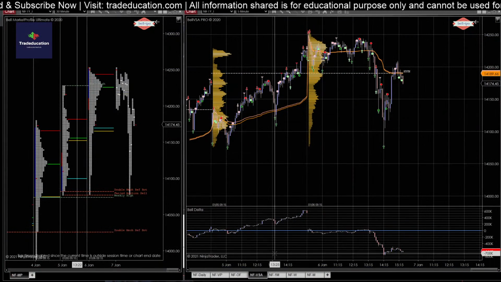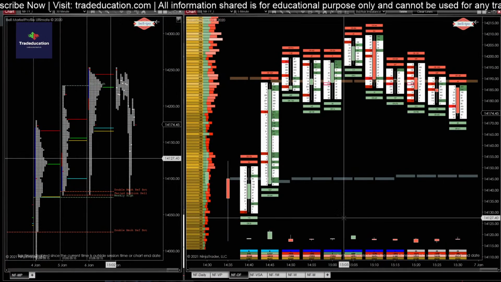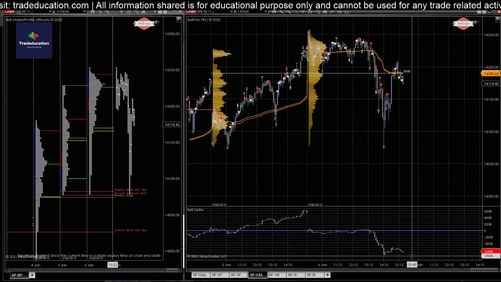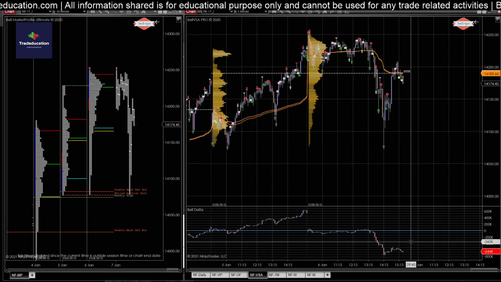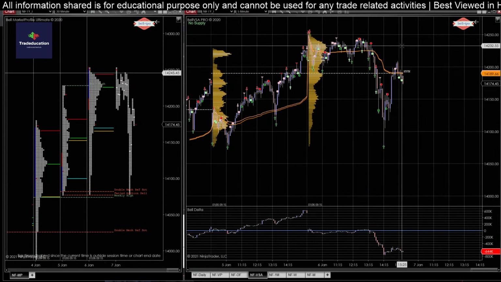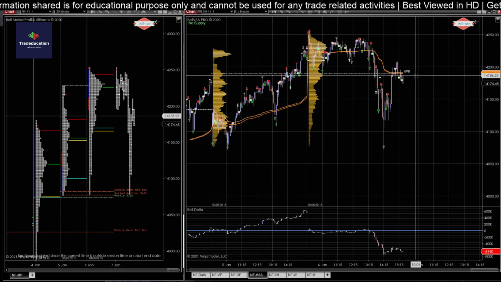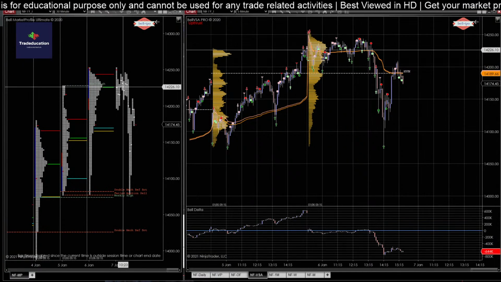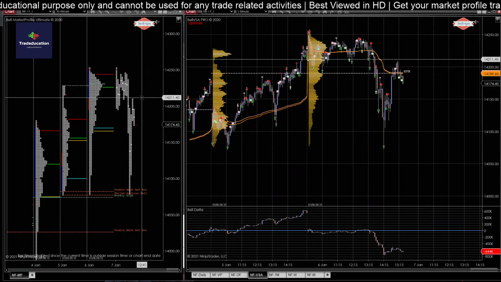So yesterday, I don't know whether you guys looked at the delta, but pretty massive selling came in, and then the auction closed around the HVNs. It did not reach the actual POC, because the POC is here. Okay, it failed to reach the POC.